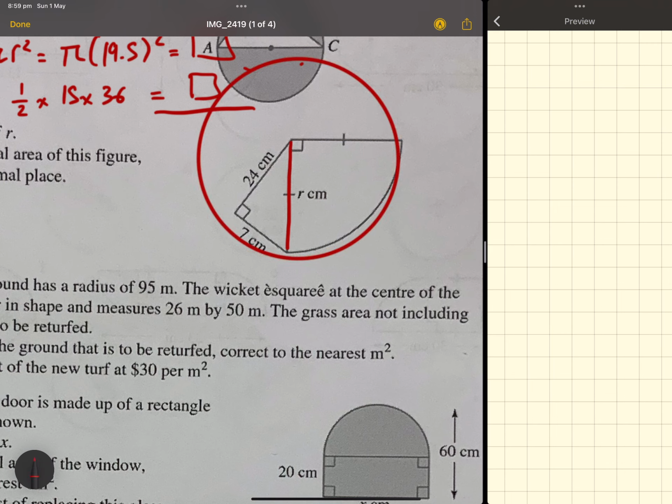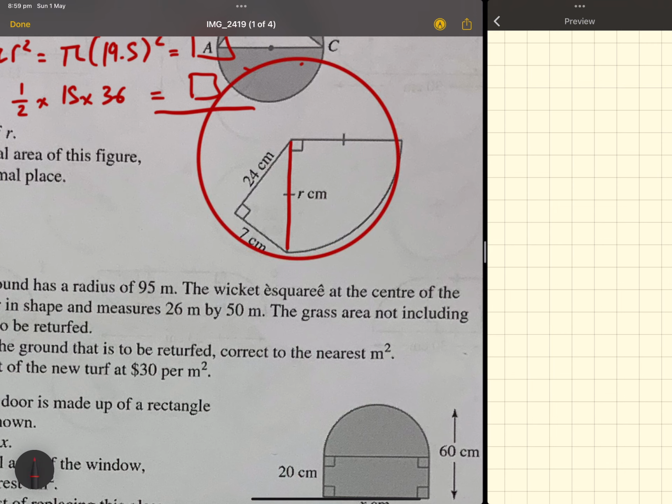And then for question B, question 8, this is 8A, 8B, what you're going to do is multiply that number, meter squared, by $30. So whatever meter squared you get, just multiply by $30. And you get the answer for question 8B.